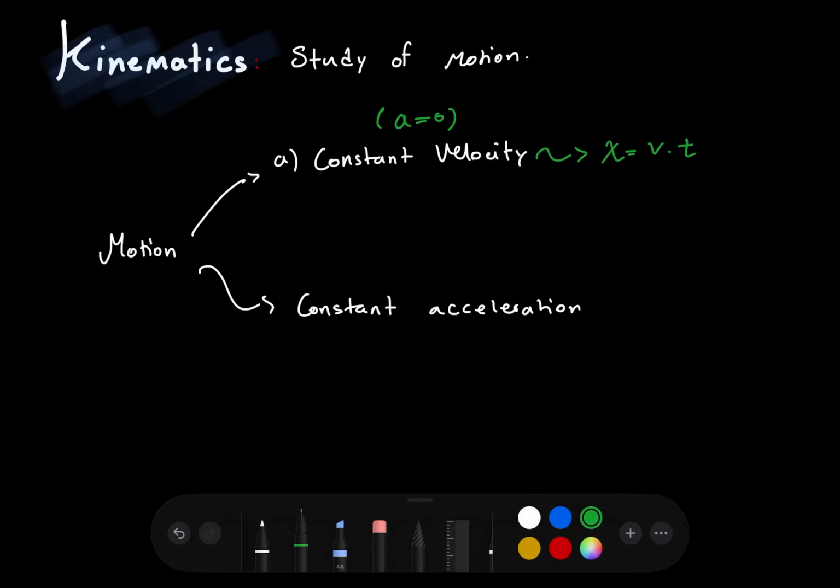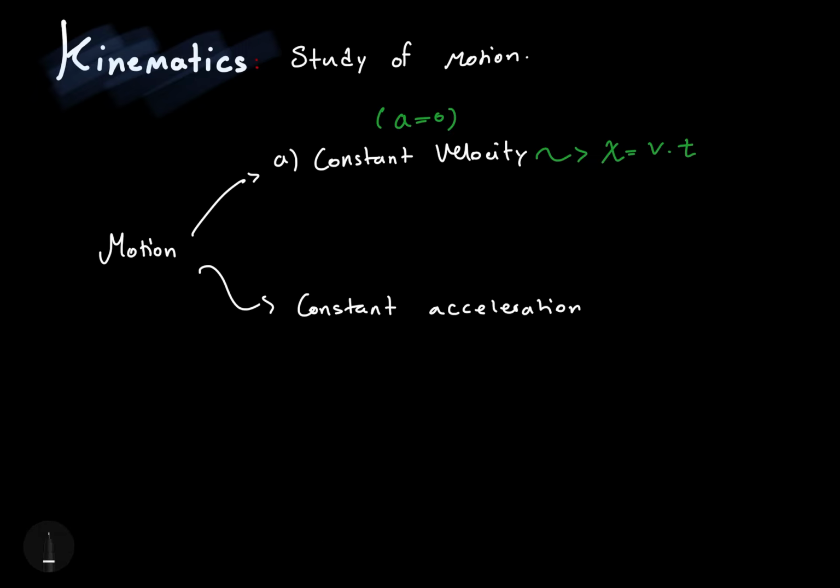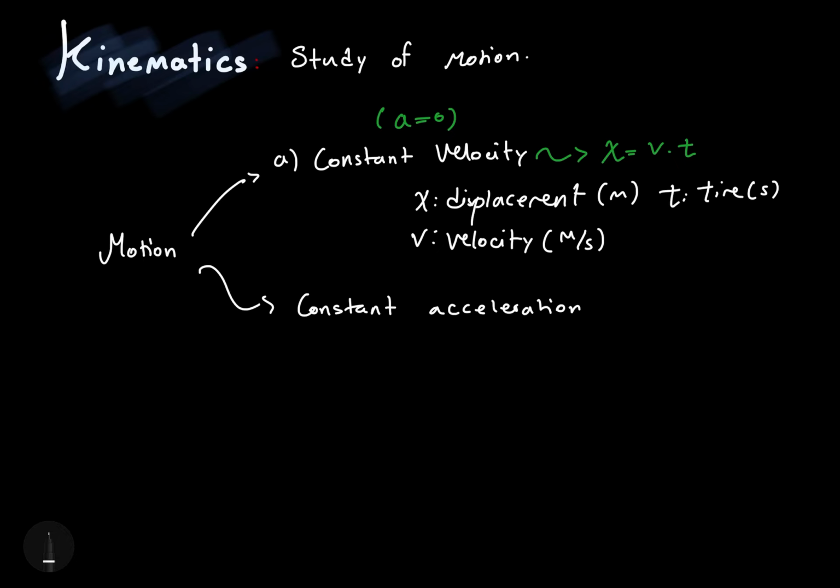Now, make sure you're already familiar with some of the topics. For example, x stands for displacement. You should know the difference between displacement and distance. Displacement is measured in meters and so is distance, but displacement is a vector quantity, whereas distance is a scalar quantity. v is the velocity of the moving object measured in meters per second, and t is the time taken, which is measured in seconds.